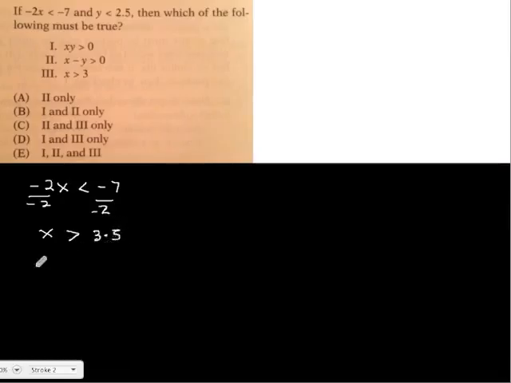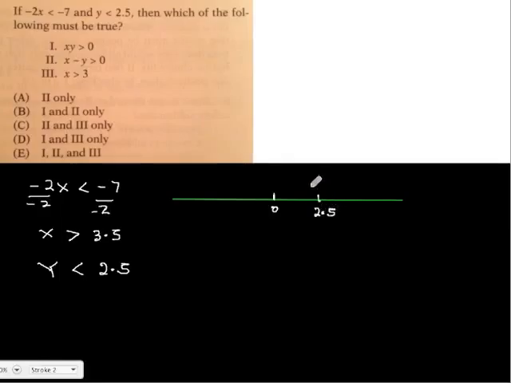And y is given as less than 2.5. Let's go ahead and draw a number line and understand where x and y fall. So if this is 0 and this is 2.5, it's an open circle because it doesn't say y is less than or equal to, so the y values are in this direction all the way to infinity. And here's 3.5, open circle, and x is greater than 3.5.